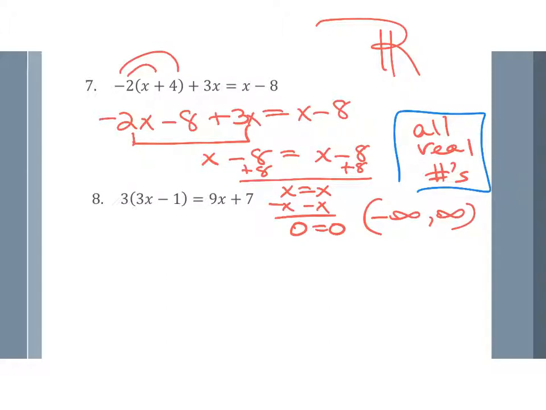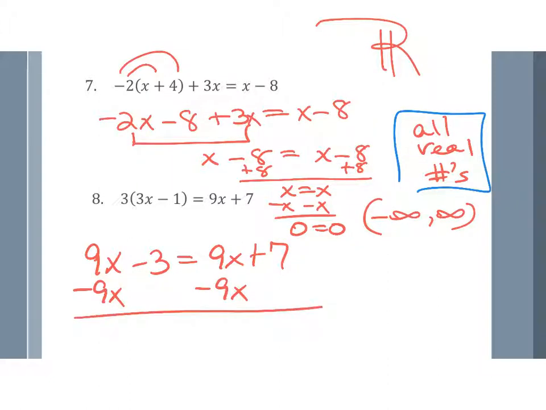This will be the other situation. We're going to distribute the 3. And now I'm going to try to get my variables together. And notice now I'm left with negative 3 trying to equal a 7. That will never happen. So when this occurs, this is no solution.